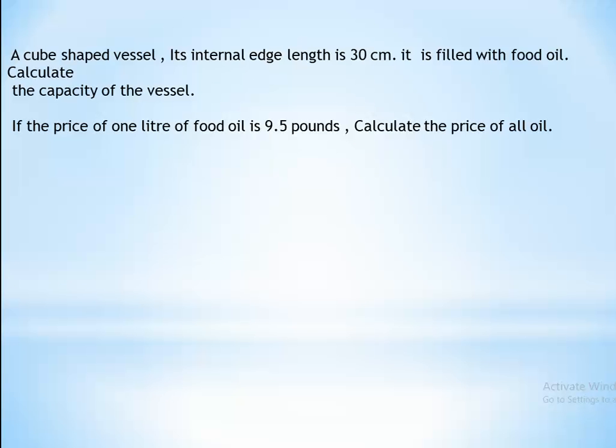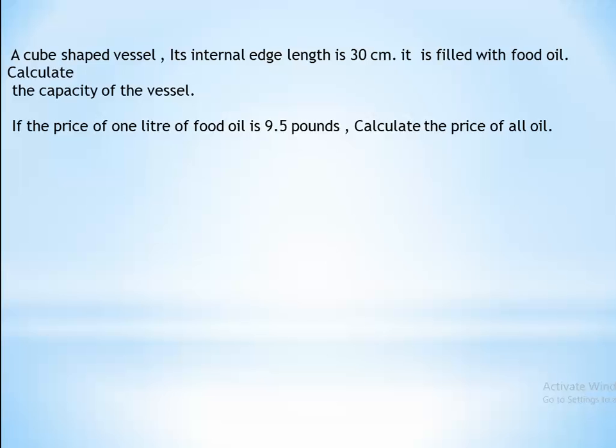Okay, let's see the exercise. A cube-shaped vessel, its internal edge length is 30 centimeters. It is filled with food oil. Calculate the capacity of the vessel. If the price of 1 liter of food oil is 9.5 pounds, calculate the price of all the oil.